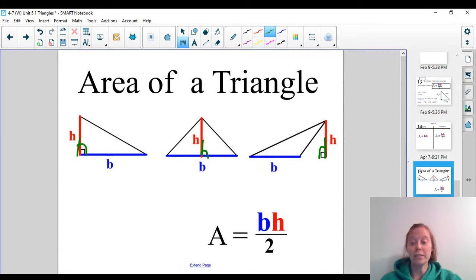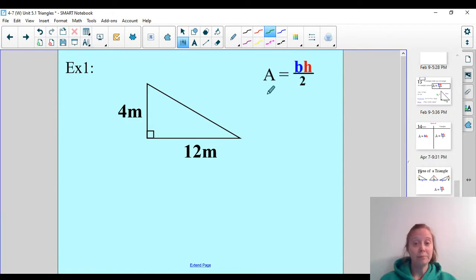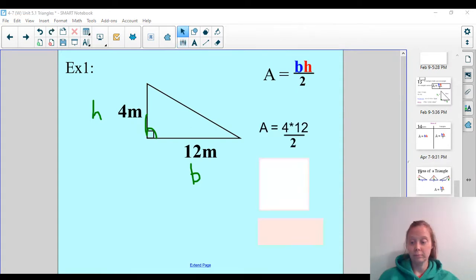So let's do a couple of examples. Here we have a triangle that has 4 and 12 meters. So we find our right angle, which is right here. We make it a height. And so that tells me that my 4 is my height, my base is my 12. And then I need to put it into the formula. So take a second and put this into the formula.